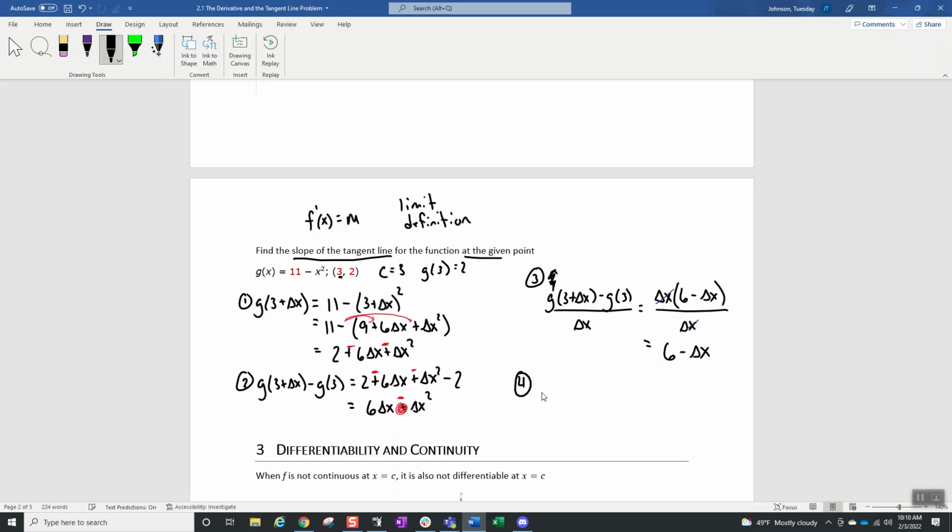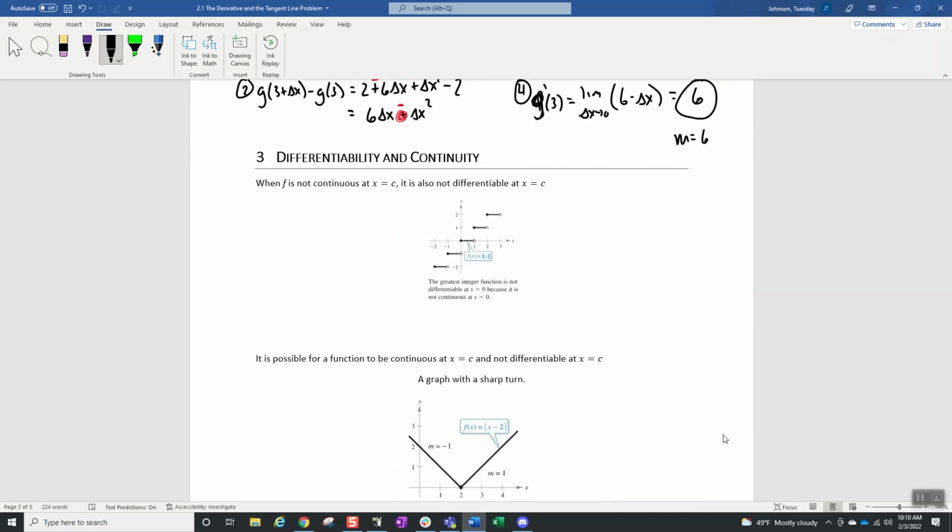Step 4, we know our derivative at 3. Let's call that g prime because it's g, not f. Get the right name, right? That's like calling twins different names. This is the limit as delta x approaches 0 of 6 minus delta x, which is 6. So the slope of the tangent line is 6. Fancy way of saying we find the derivative of the function at the given point. It's just a slope, slope of a tangent line.